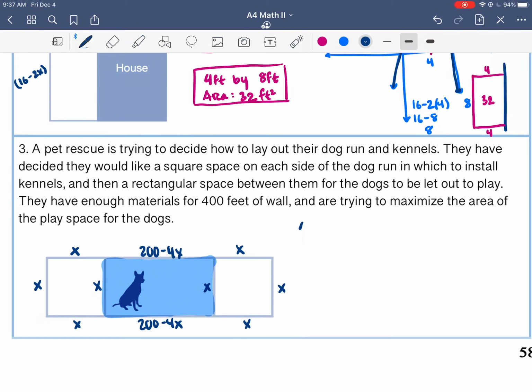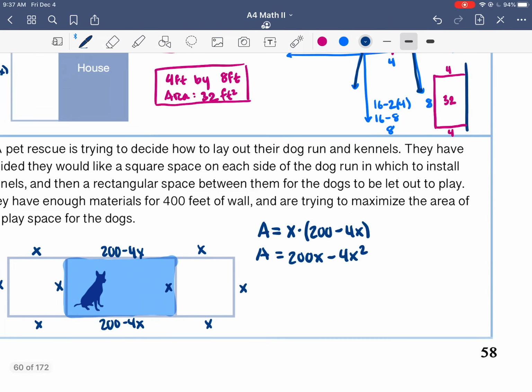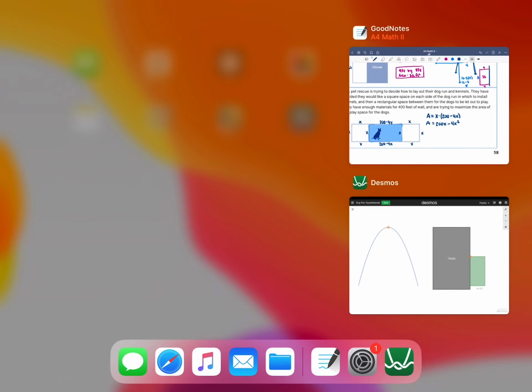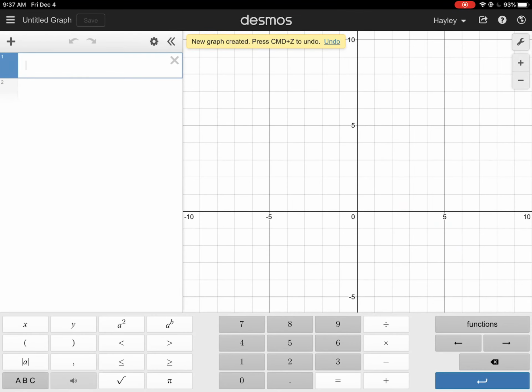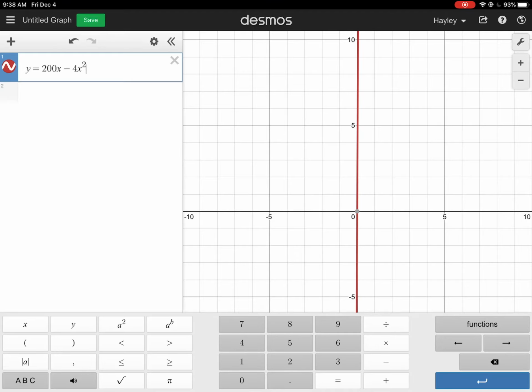So our function here is going to be the area of that middle dog run area only. So like x times 200 minus 4x, which gives us 200x minus 4x squared. So I'm going to plug that in super quick. Nope, we need, so y equals 200x minus 4x squared.